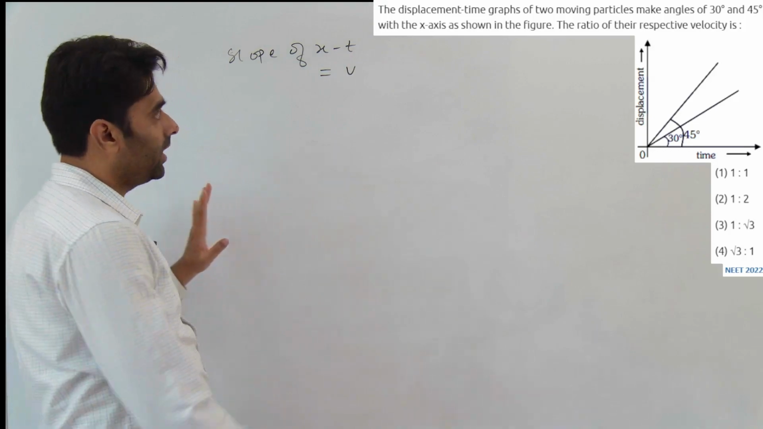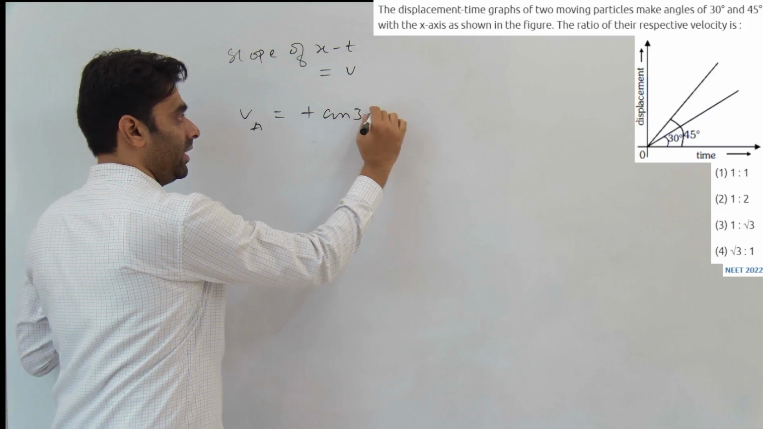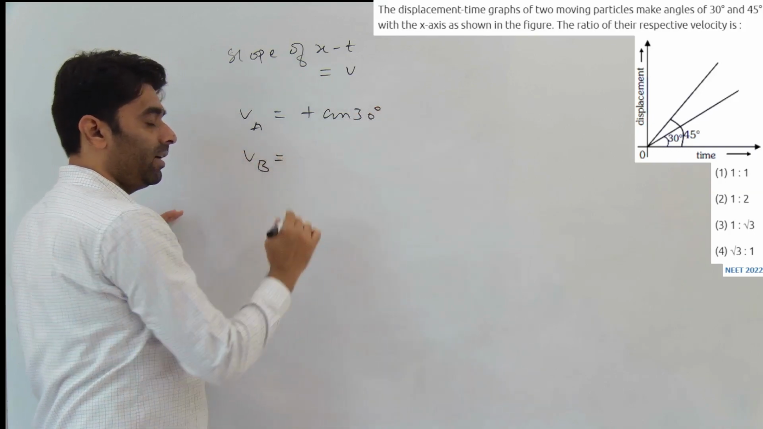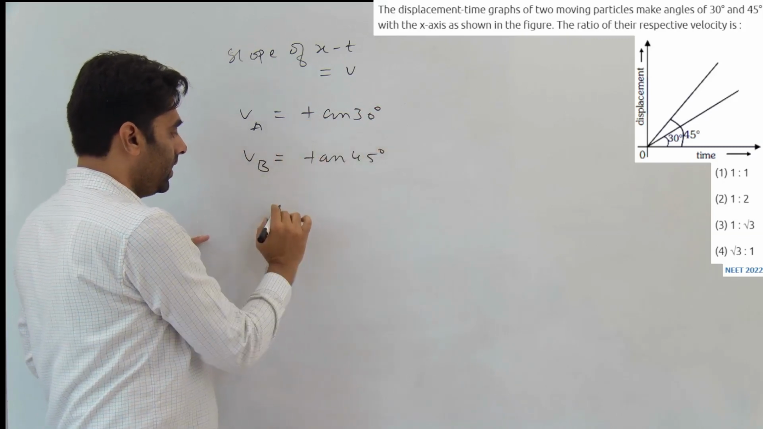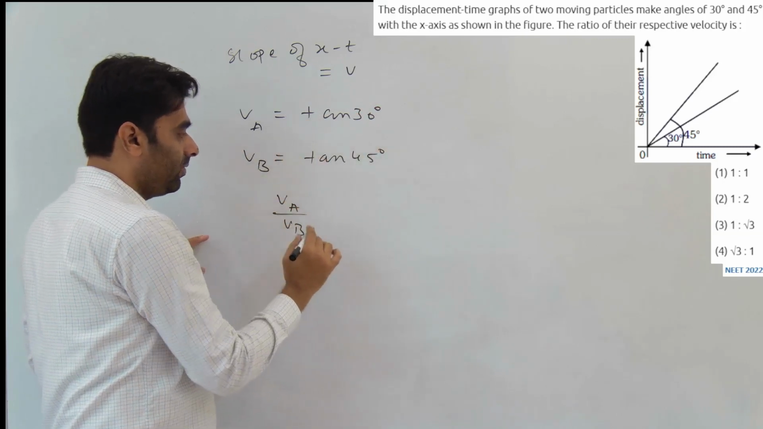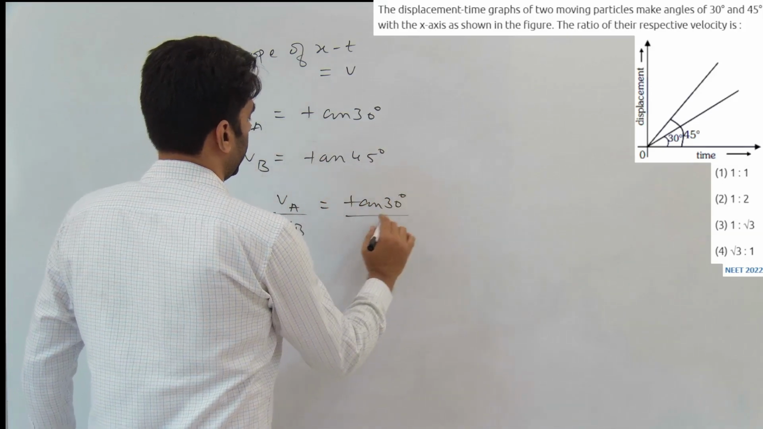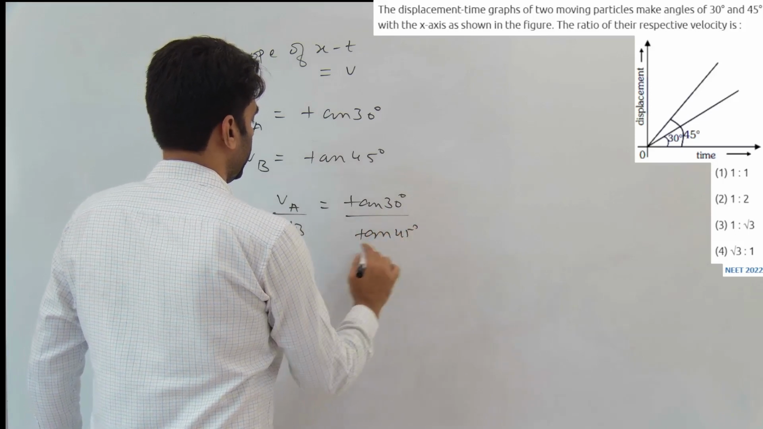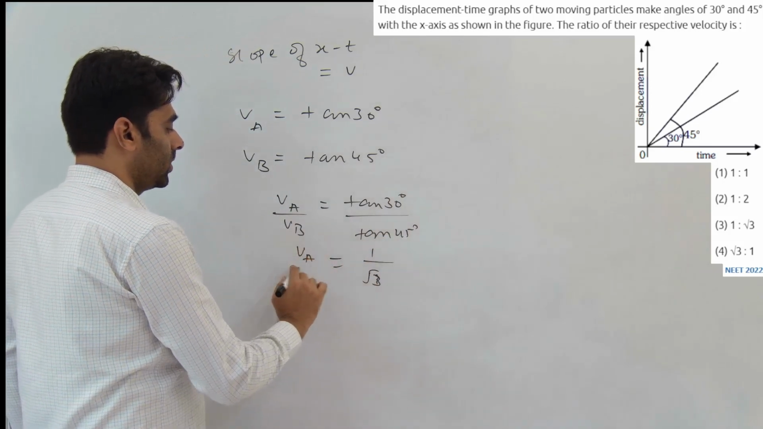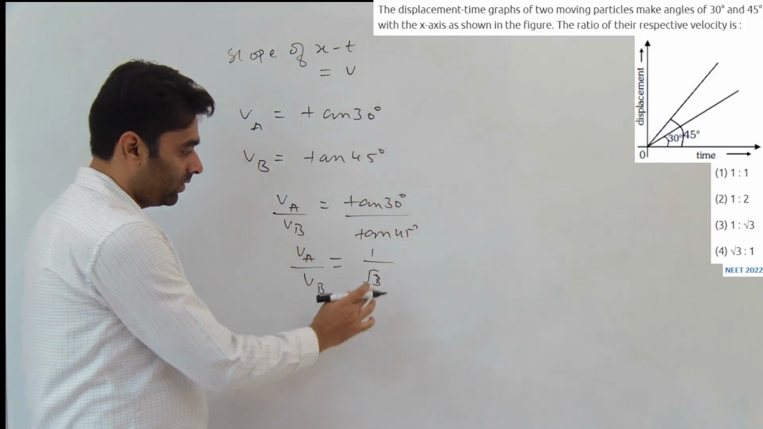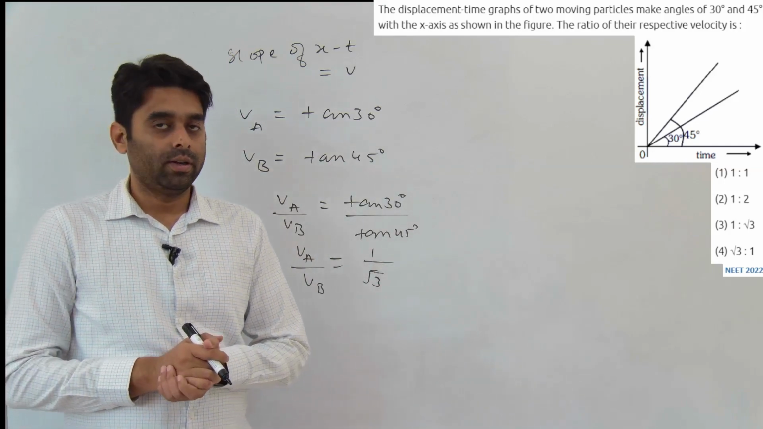First one is making 30 degree, so we can write velocity of A will be equals to slope tan 30 degree, and velocity of B, second one is making an angle of 45, so this will be your tan 45, right? Va by Vb is equals to tan 30 by tan 45. So what do we get? Tan 30 is 1 by root 3, tan 45 is 1. So our ratio comes out, velocity of A by velocity of B is 1 by root 3. Option number 3, right? Let's look at next question.